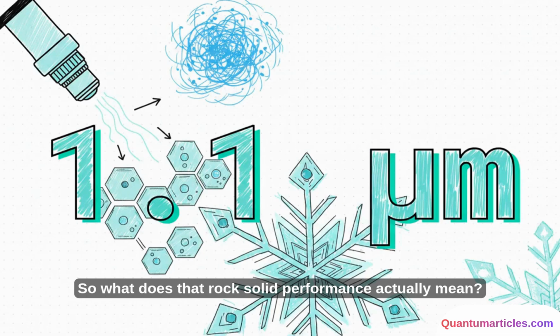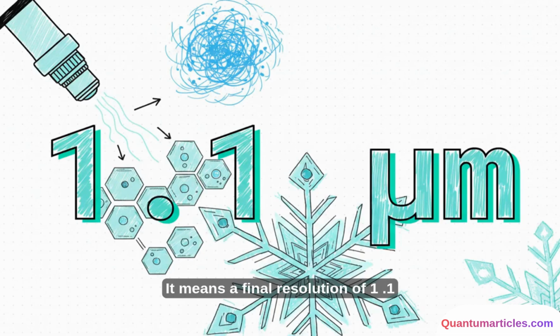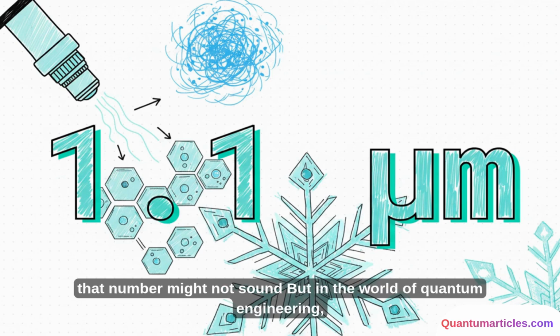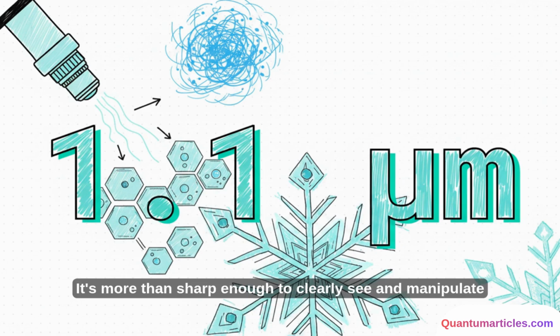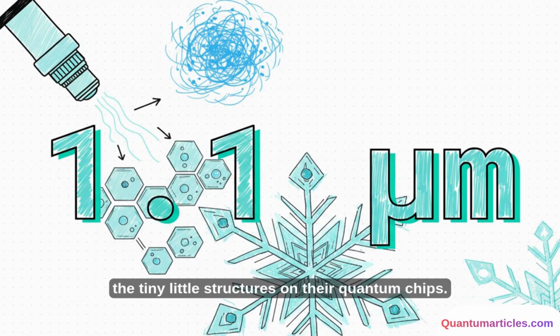So what does that rock-solid performance actually mean? It means a final resolution of 1.1 micrometers. Now that number might not sound like a lot, but in the world of quantum engineering, it is a huge deal. It's more than sharp enough to clearly see and manipulate the tiny little structures on their quantum chips.